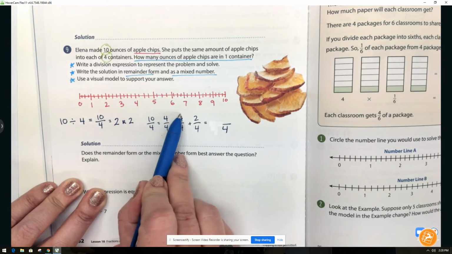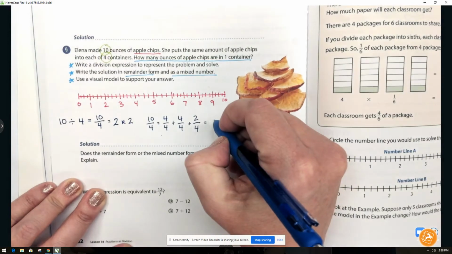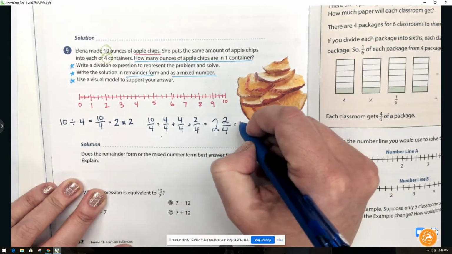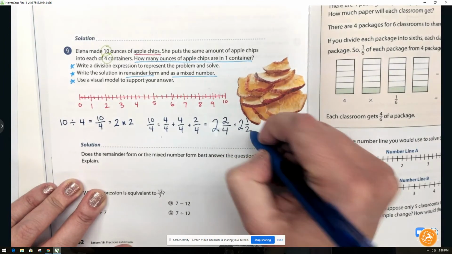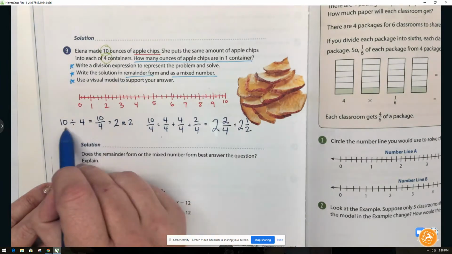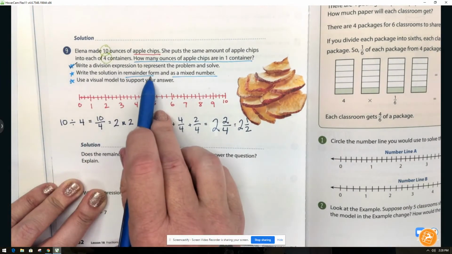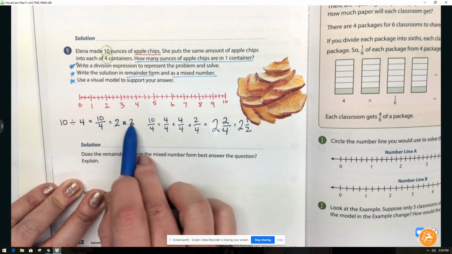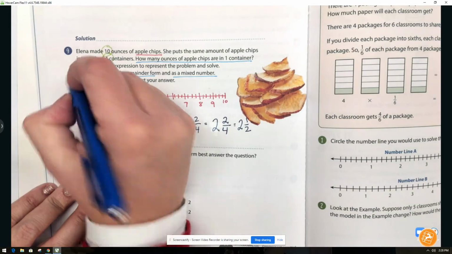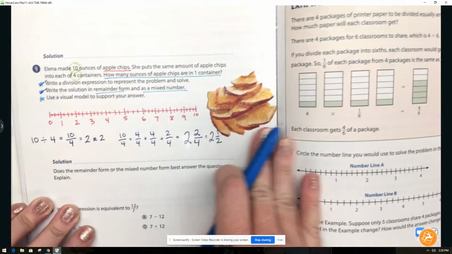So this is 1 whole, another whole, and then 2 fourths left over. So we have 2 and 2 fourths, which is actually also equal to 2 and a half. So now we've written the division expression and solved it. We wrote the solution in remainder form. This is remainder form, and then as a mixed number. So we did that. Now we need to use a visual model to support our answer.